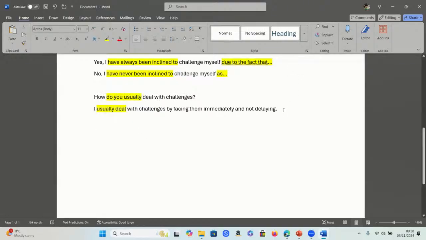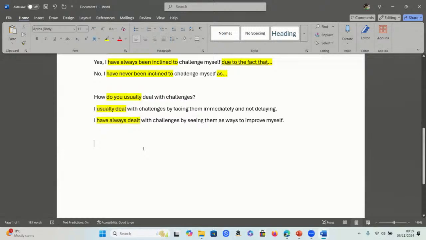So nothing wrong, but does it make a good impression? Or are you thinking, how can I show present perfect, for example? I have always dealt with challenges by facing them, seeing them as ways to improve myself. That goes better. The point here is we have managed to put present perfect in there.